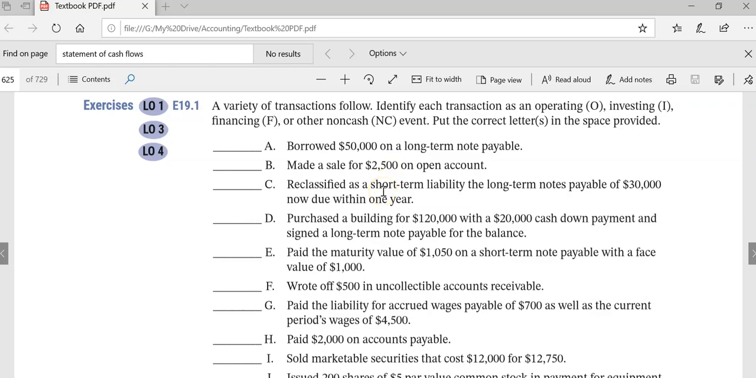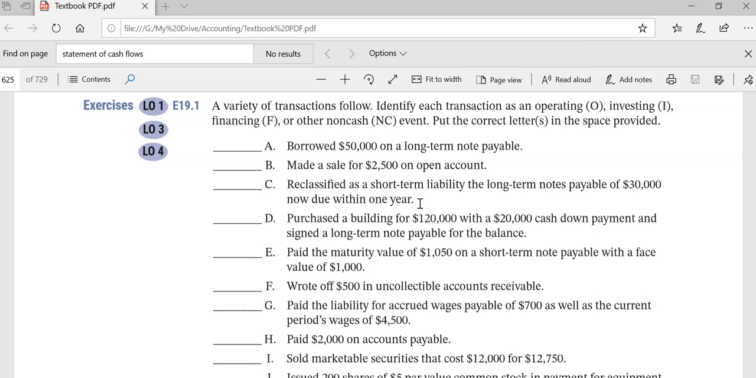C, reclassified as a short-term liability, the long-term notes payable, $30,000 now due within 1 year. All right, I want you to stop here and really think about what you learned in Module 7. Remember in Module 7, at the end of our roadmap, we made our journal entries and then we made our financial statement. When we went to make our financial statement, we always asked ourselves, what portion of the note is going to be paid in the upcoming year? And then the question was, what is going to be paid beyond the current year?